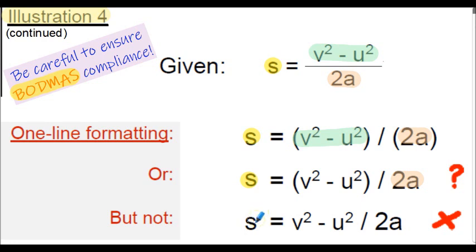However, this formatting for S is incorrect, as the precedence effectively resides with this part of the formula, so we'd evaluate the u squared divided by 2a, and then we would have to subtract that value from v squared, and of course that is incorrect. So I'm just highlighting here, we need to be careful when we convert a two-line formula into one-line formatting. We must ensure we comply with the precedence as stated in the original formula shown here.